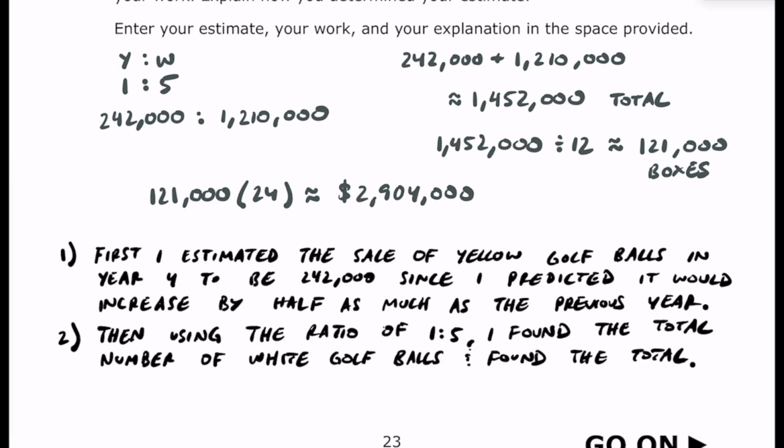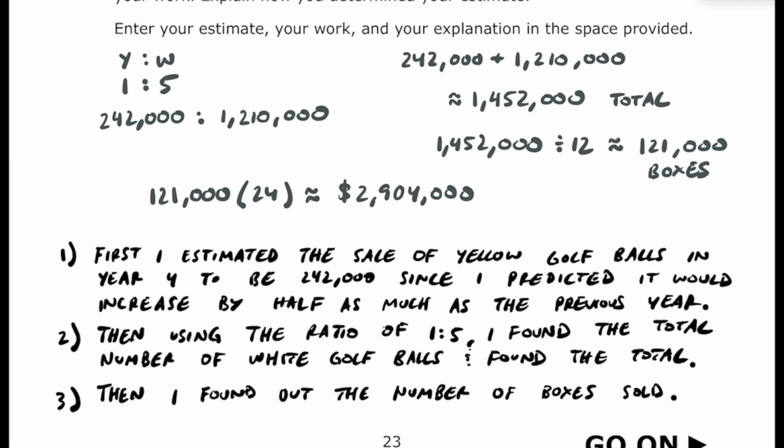Then the second thing maybe, we could say something along the lines of, using the ratio of 1 to 5, we found the total number of white golf balls, and in turn the total number of golf balls that they are going to sell in year 4. Then for a third step, we can say next that we found out the number of boxes sold, and we did that by dividing by 12.